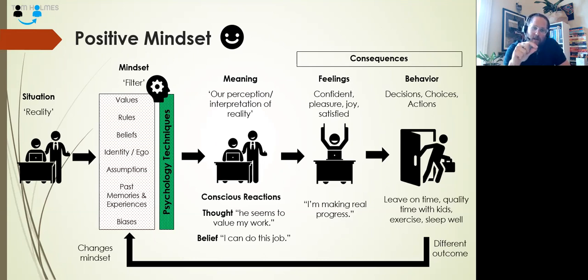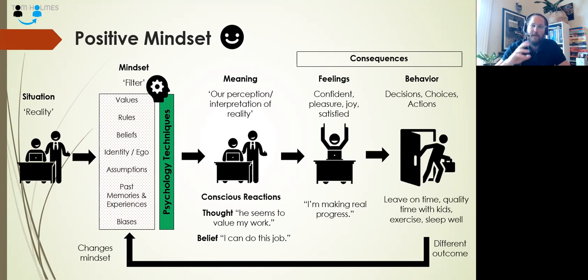Because we've got these psychology techniques bolted on, the meaning that we make of things, the feelings that we have based on that meaning, and the behaviors, decisions, choices and actions that we make will be different, and they'll lead to more positive outcomes. So in this situation, we can see that it's exactly the same neutral situation. But because of these bolted on psychology techniques, he's interpreting it very differently. He's pausing and he's questioning. So the meaning he makes is very different, right? His perception and interpretation of reality is different. And these are more conscious reactions, right? So he hasn't just gone through on that default autopilot tendency.